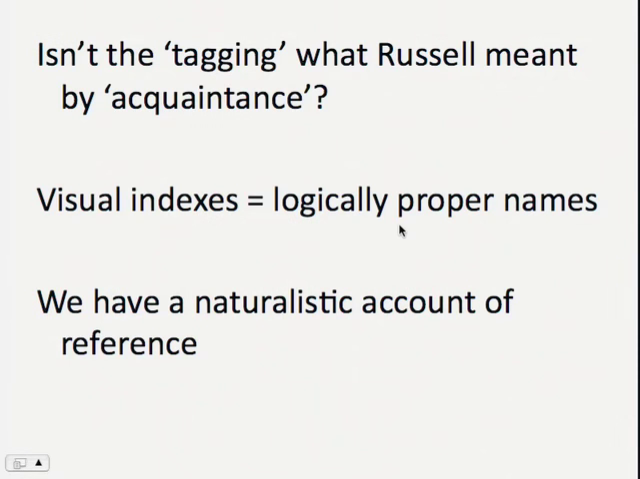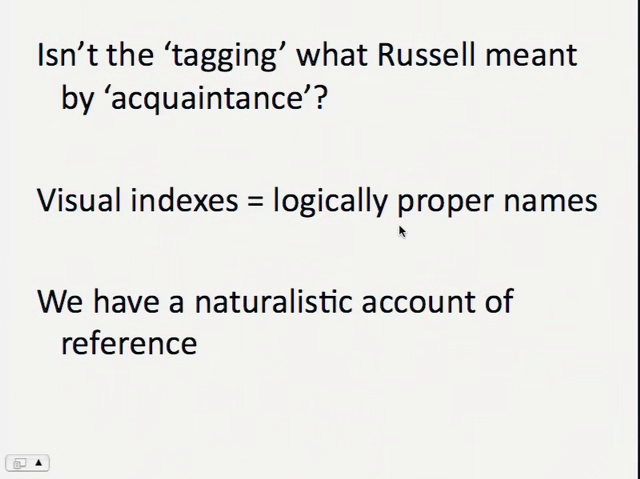Russell said, with acquaintance, we have a kind of connection to objects that is more primitive than any descriptive identification of them. And it's the foundation of your ability to think or refer at all. It's the basis of all communication. And Russell said, well, you can be acquainted only with sense data, only with your immediate sensations. But this is giving you what Russell was talking about with acquaintance.